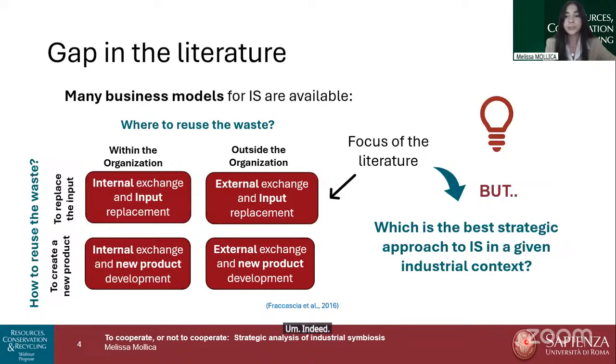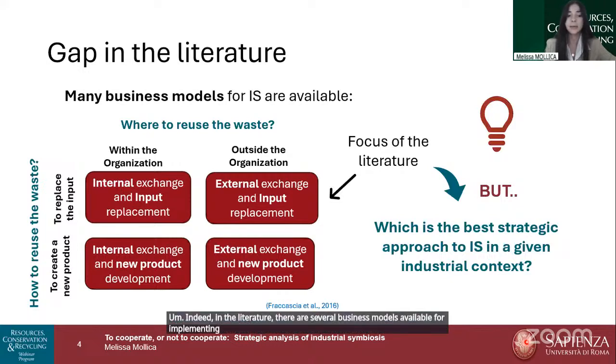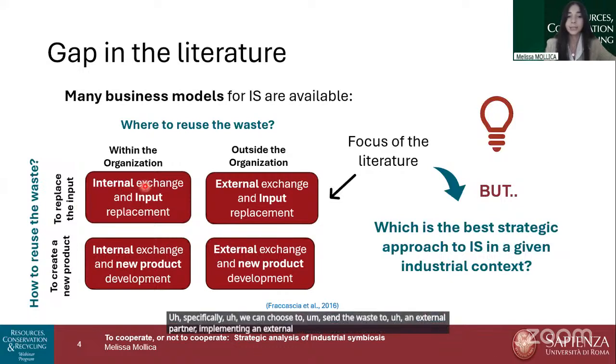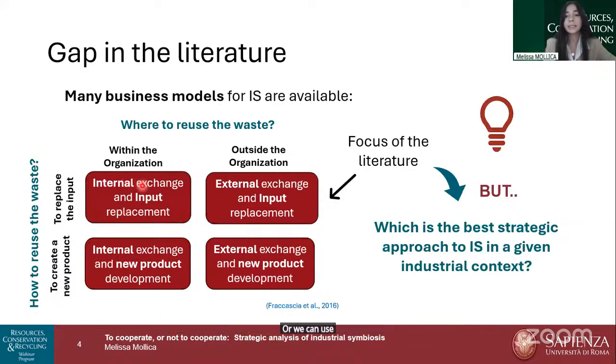Indeed, in the literature, there are several business models available for implementing industrial symbiosis. Specifically, we can choose to send the waste to an external partner, implementing an external exchange strategy, or we can use the waste within the company boundaries, implementing an internal exchange. Moreover, we can choose to use the waste to replace a production input through the input replacement approach, or we can use the waste to create a completely new product.